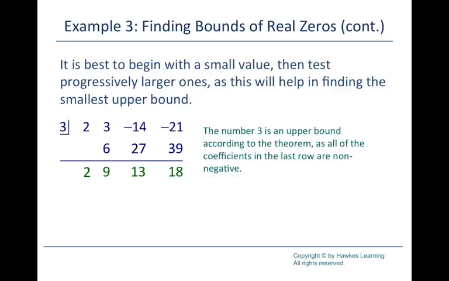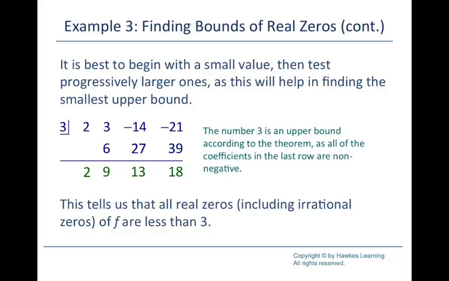So that means none of our zeros are going to be bigger than 3. Okay? Every zero is less than 3. So if we had some big numbers in that list of numbers, we could just not even try them.